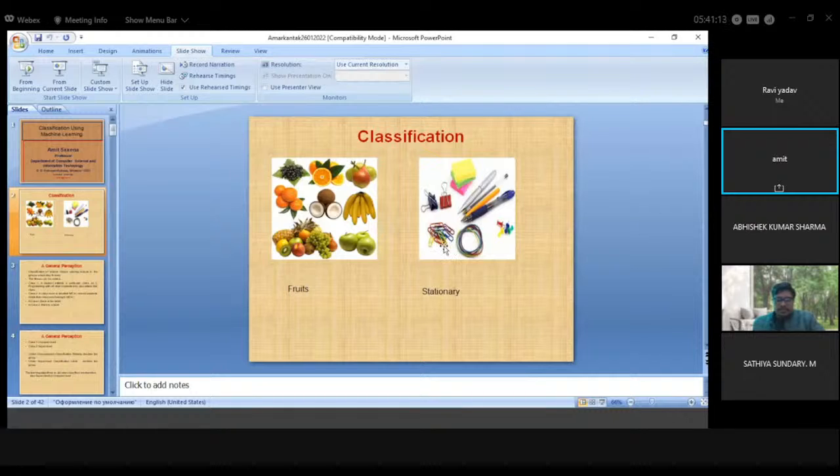Let me see the meaning of classification. As you can see on the screen, there are two types of groups. In one group, you can see only fruits, and in the other group, you can see only pencil, pen, paper, stationery. So therefore, I have classified these items into two groups.